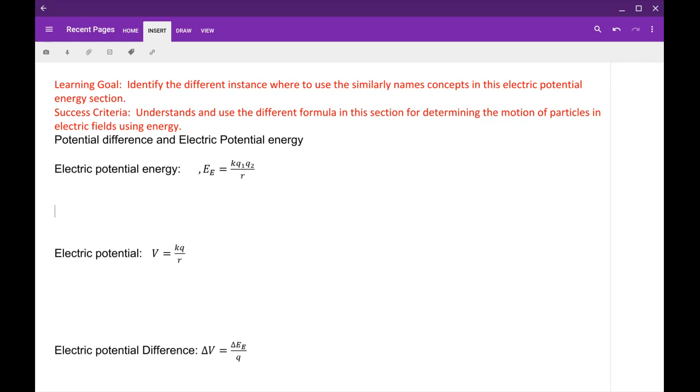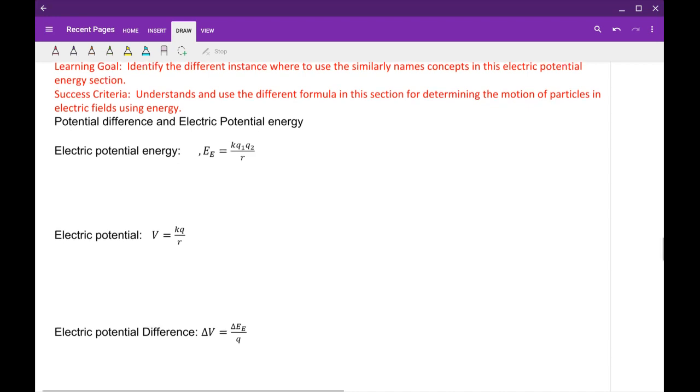What? Who wrote this? Okay, let's fix this. Identify the different instances where you need to use the similarly named concepts in this electric potential energy section.